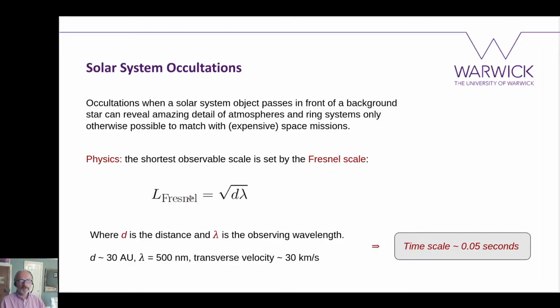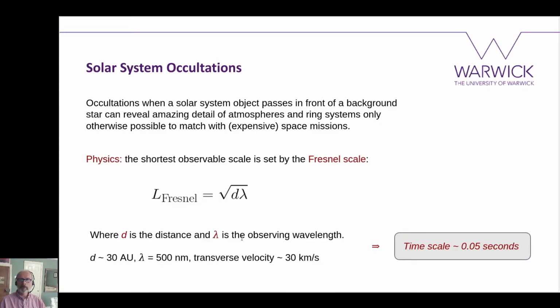and the Fresnel size is equal to the square root of the distance to the object, the distance to the asteroid or the planet, times the wavelength you're observing at. And that sets the size. So if you consider something in the outer solar system, at 30 astronomical units, and you observe at an optical wavelength, 500 nanometers, you can work out this time scale.